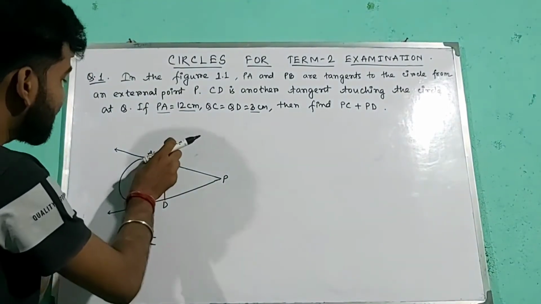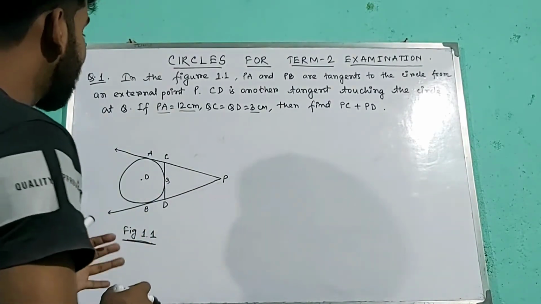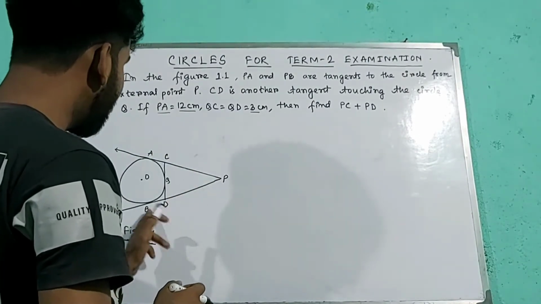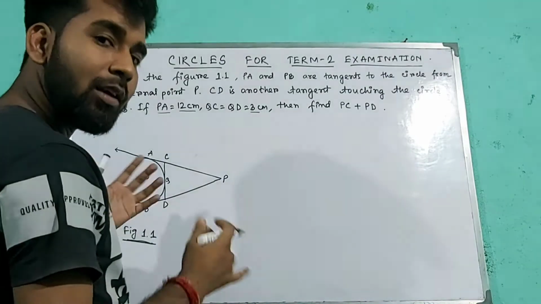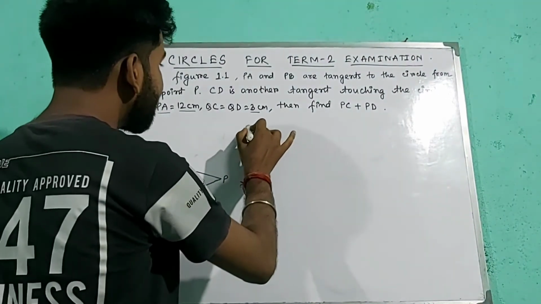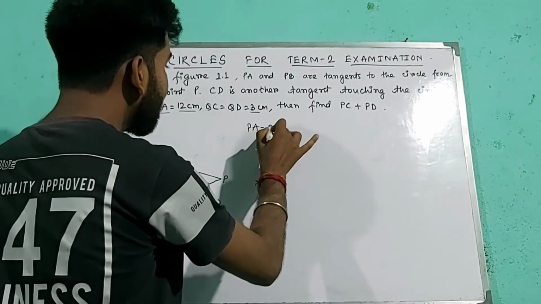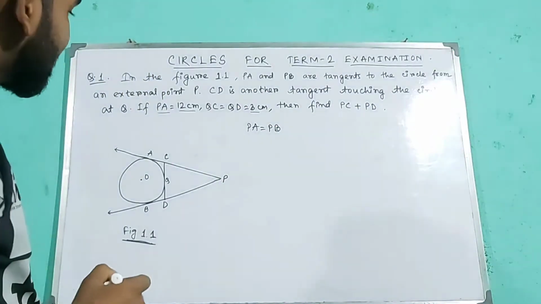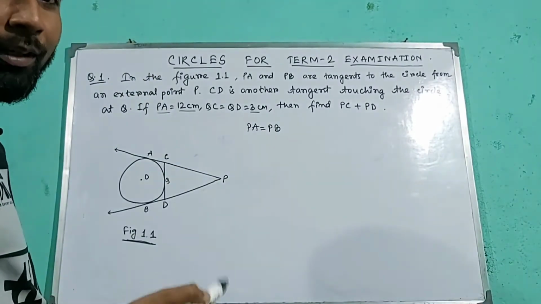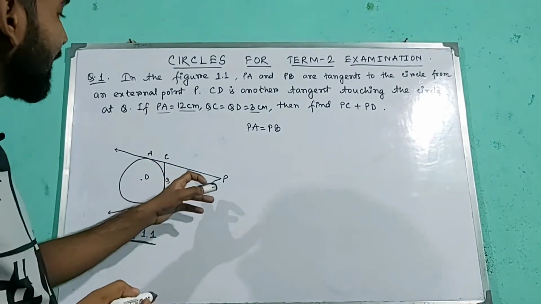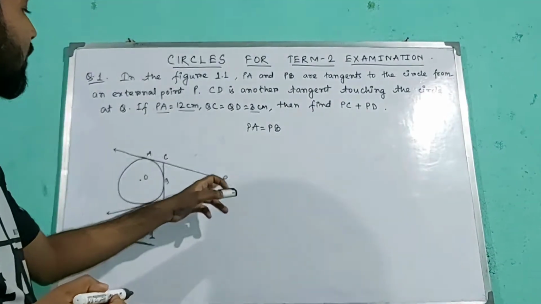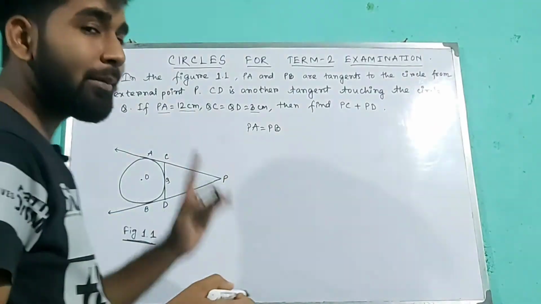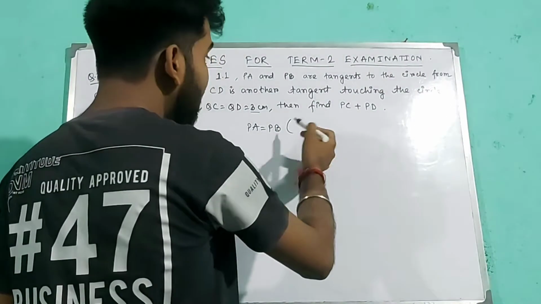Let us start with this one. PA and PB are tangents, as already said, so these will be equal. Why? I said just now, I will not write the theorem: tangents drawn from an external point are equal. The first time I am writing it; from next time I will write theorem 2.